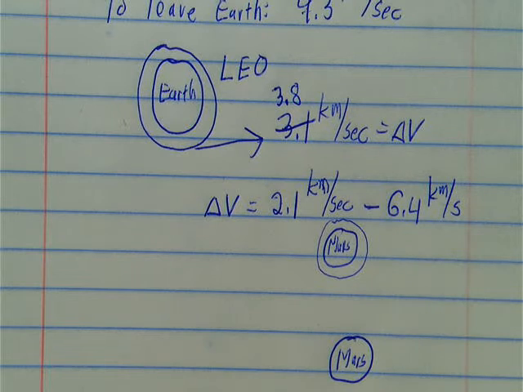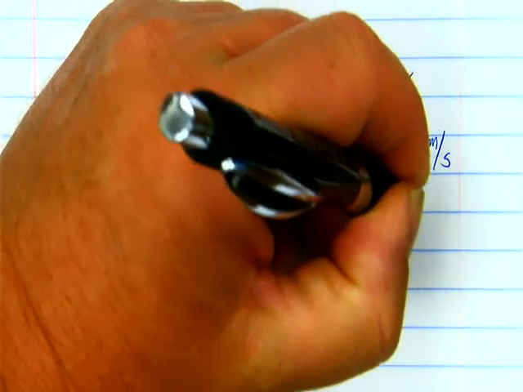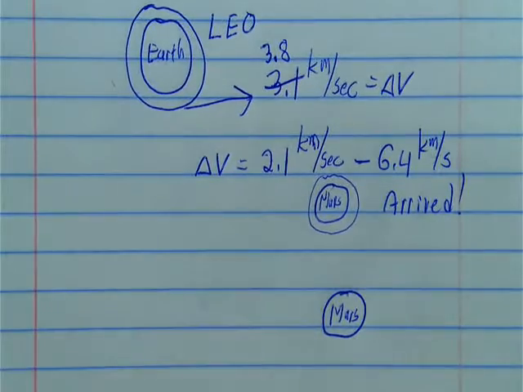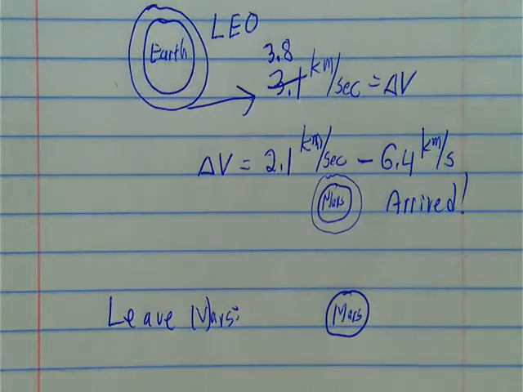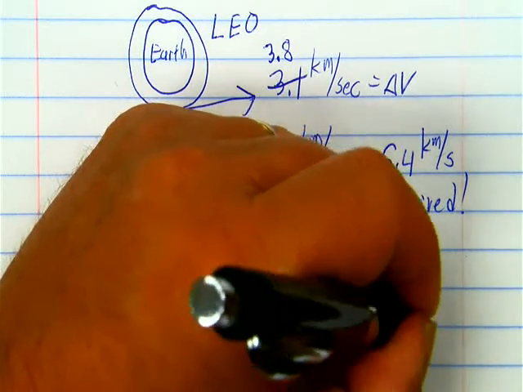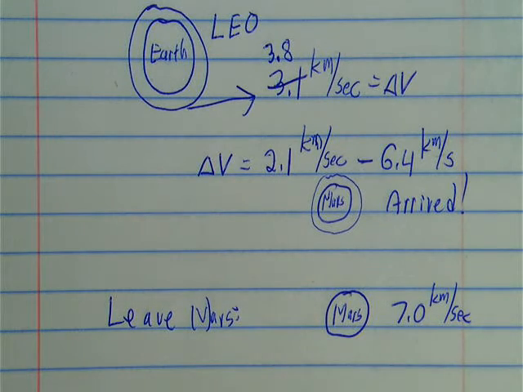Great. So you're on Mars and you want to leave Mars and come back to Earth. That part is going to cost you even more, right? So this is just arriving or arrived at Mars. Okay, so if you want to leave Mars, we're talking about around another 7 kilometers per second delta V to get going back to Earth.